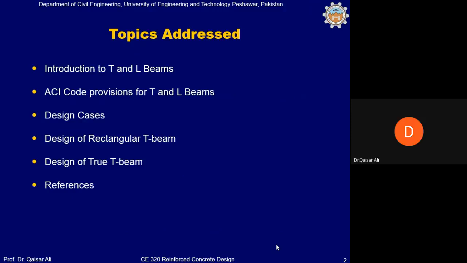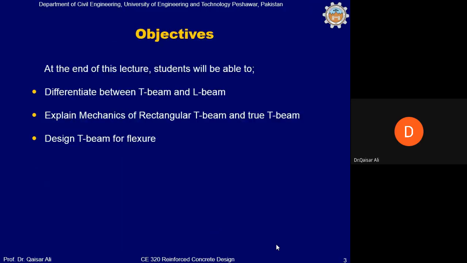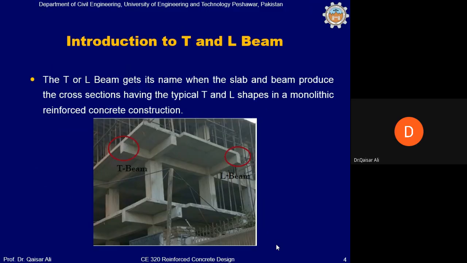So these are the topics to be addressed in today's lecture, and these are the objectives. Okay, introduction to T and L beam. If you remember, in the previous several lectures, we were discussing design of rectangular beam. The section of the beam was rectangular, with a width B and total depth equal to H.